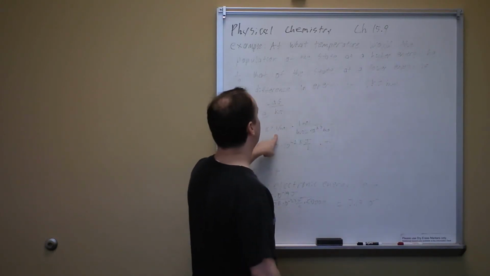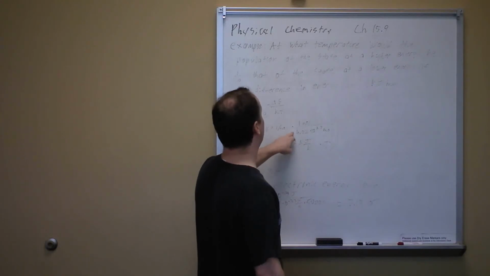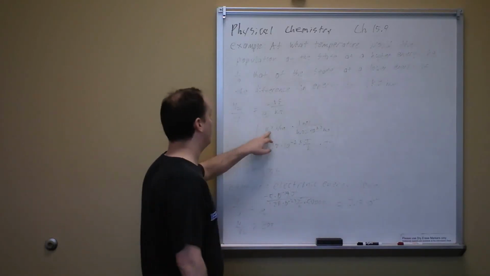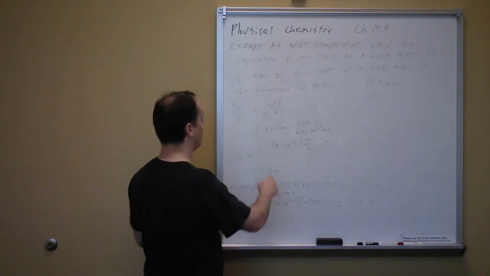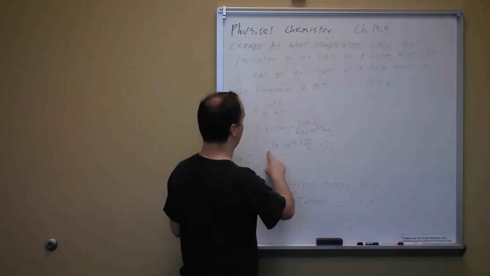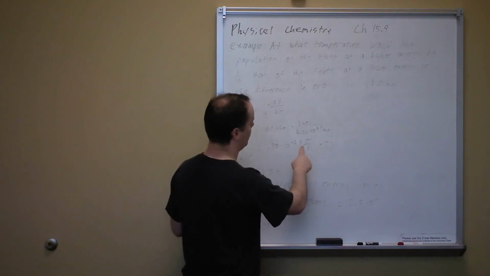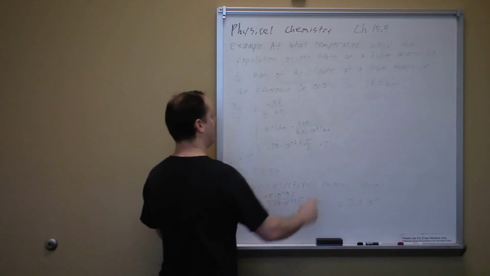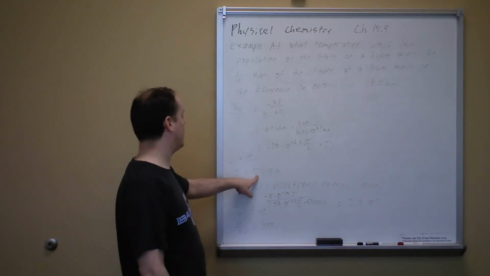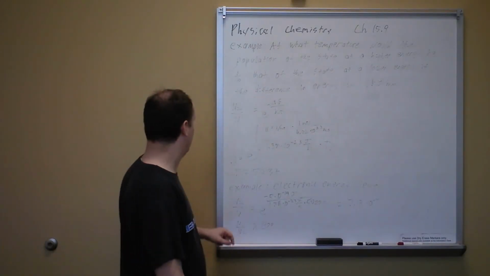We're doing that because we need to do this in molecules. So if this is the energy per mole, this will give us the energy per molecule. Then divided by the Boltzmann constant, 1.38 times 10 to the minus 23rd joules per Kelvin, times temperature. And we just need to solve for temperature, and that works out to just 52.3 kelvins.